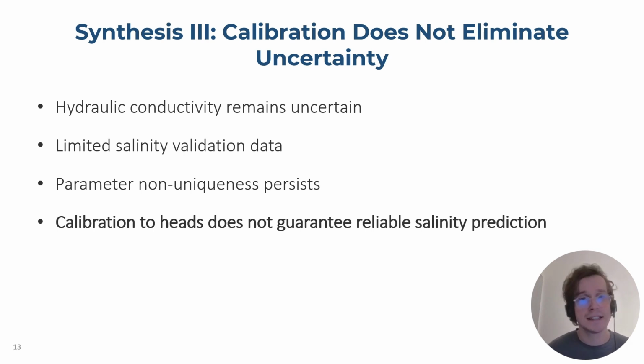For our final synthesis, calibration does not eliminate uncertainty. Even well-calibrated models retain predictive uncertainty. Hydraulic conductivity distributions remain uncertain, particularly in heterogeneous coastal sediments, and salinity data are typically sparser than head data. And as a result, multiple plausible parameter fields can reproduce historical observations while diverging under stress scenarios. Overall, calibration enhances model credibility. However, it doesn't eliminate uncertainty in long-term projections.